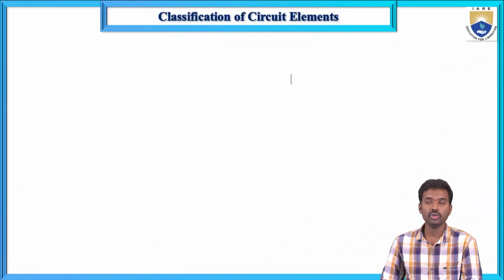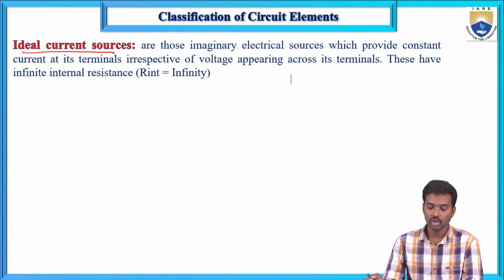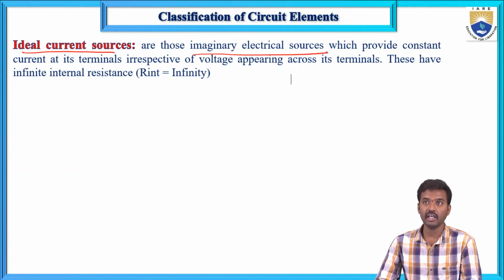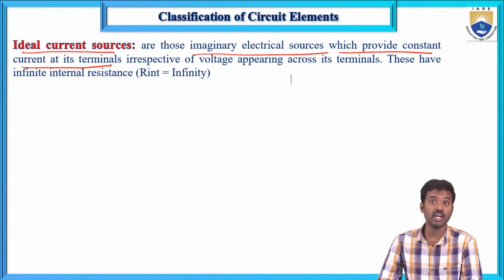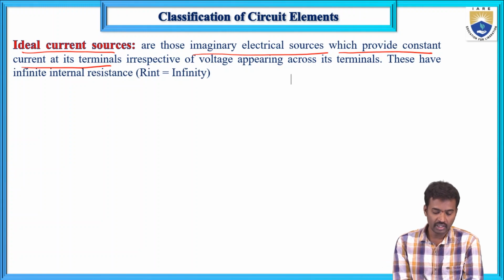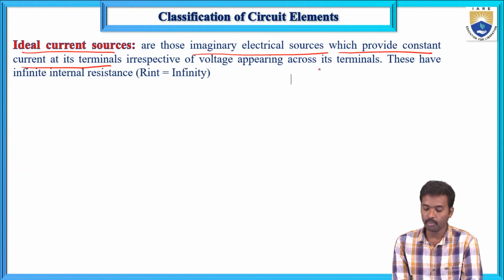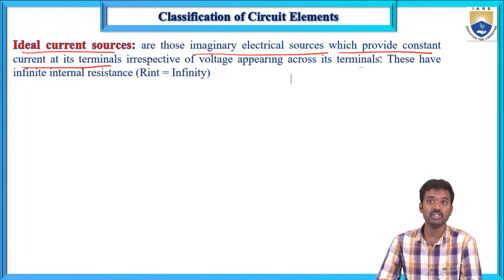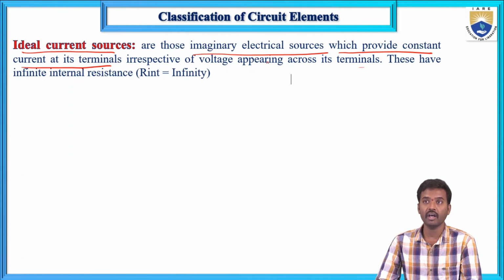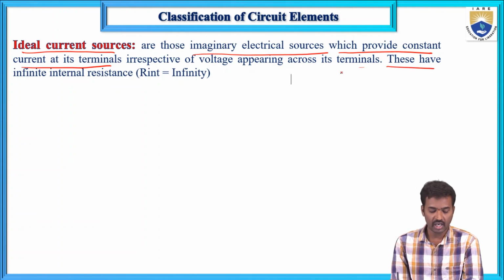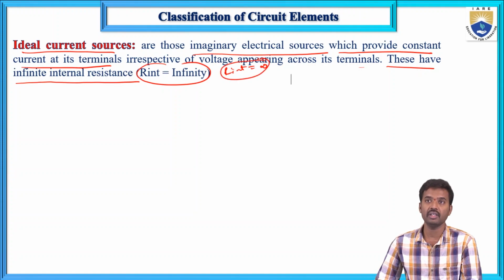Now what about the current source? The ideal current source is an imaginary electrical source which provides a constant current. In the previous case, it was constant voltage, irrespective of load current. Here, it is constant current irrespective of the voltage appearing across its terminals. So it has infinite internal resistance, meaning R internal is infinity. In the previous case, R internal is 0.